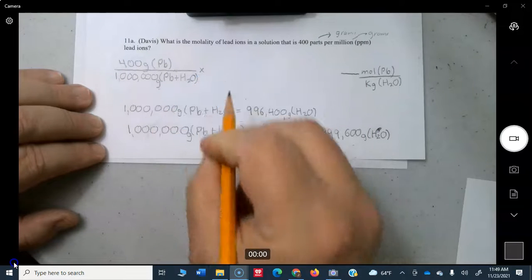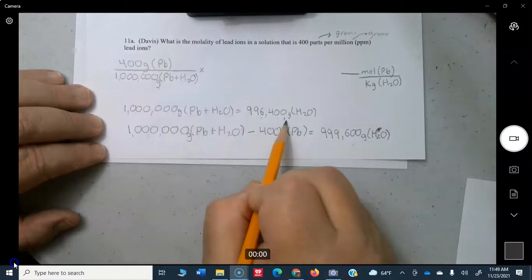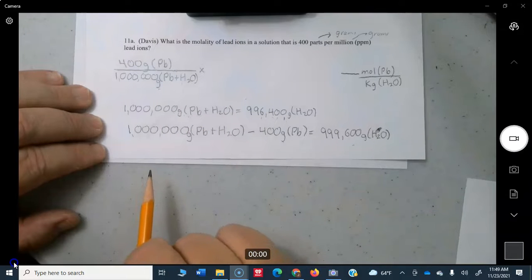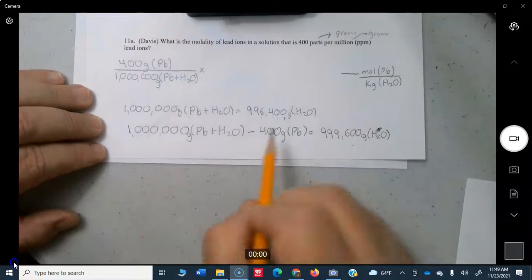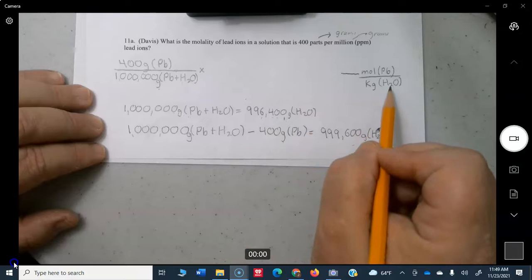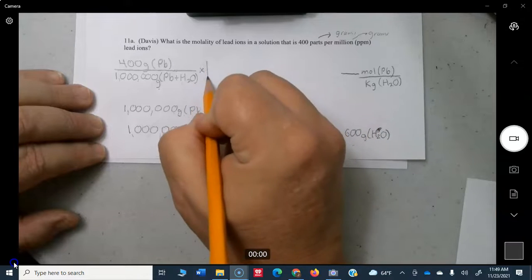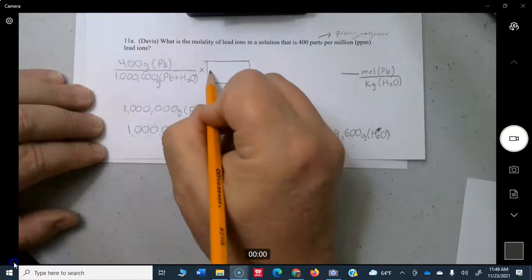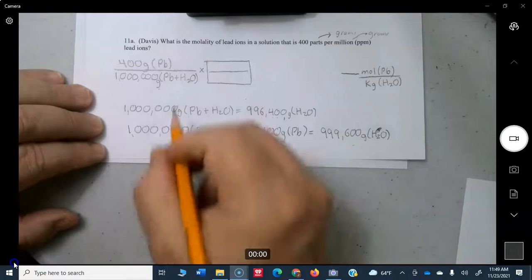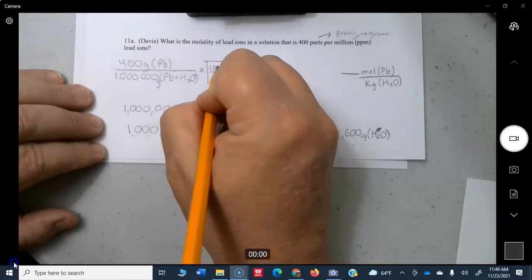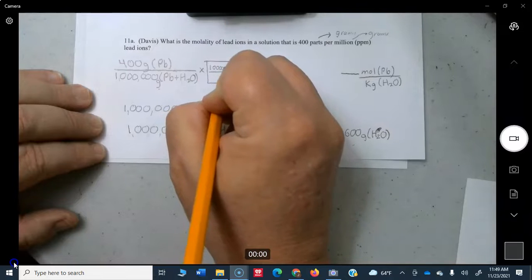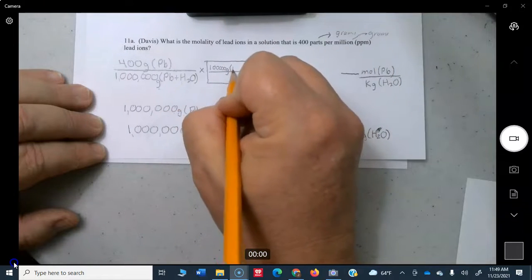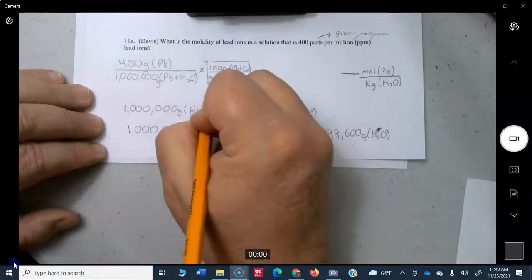So you're going to choose one of those. Which one over which one? Does this go over this or this go over this? Think about it. Well, we want to end up with just H2O down on the bottom here. So we're going to do it this way. I'm going to write maybe a little small because I don't want to run out of space here. Okay, so we have 1,000,000. That's 6 zeros. Grams of Pb plus H2O.